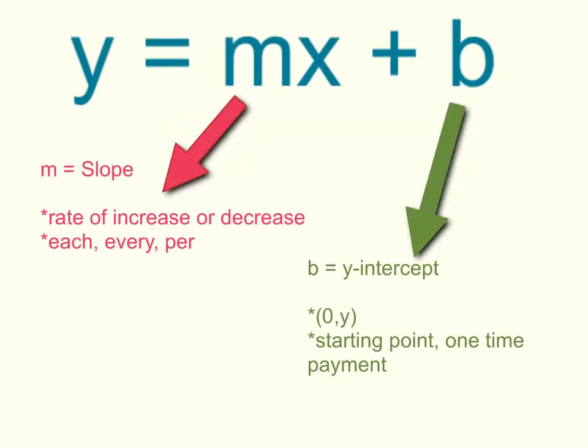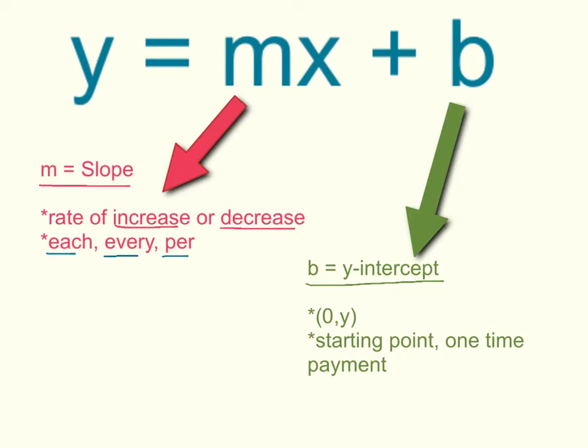We've been working with y equals mx plus b all unit, and we know that m represents the slope, and that b represents the y-intercept. But I want you to add in this other information because it might help you with the story problems. When you're reading a story problem, think: the slope is the number that represents the rate of increase or decrease, and words that you want to look for are the words each, every, per.